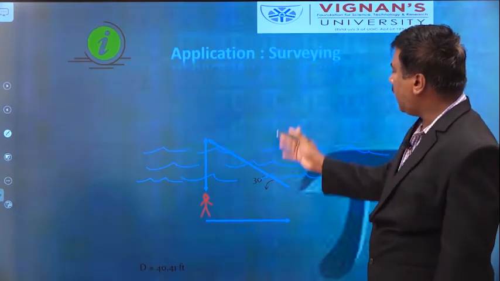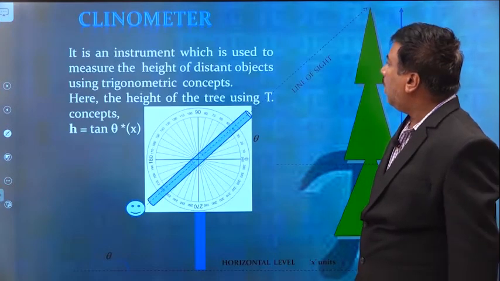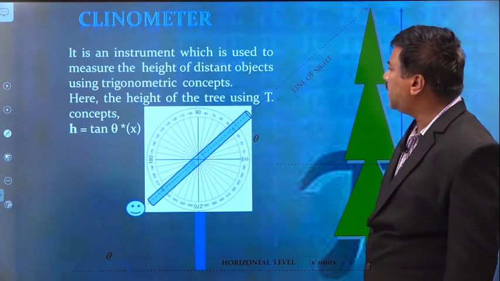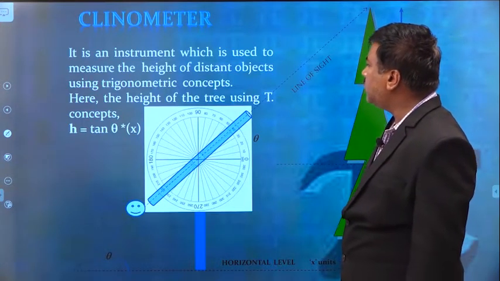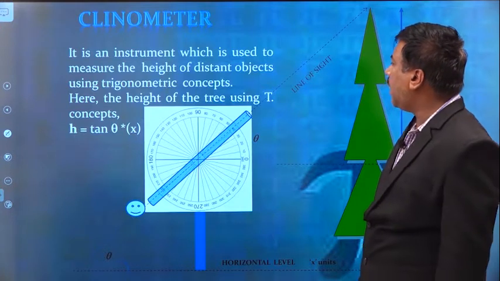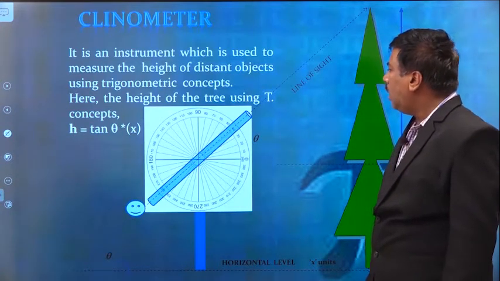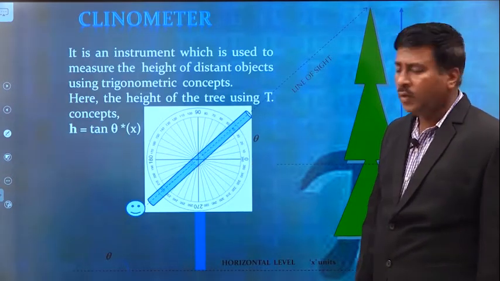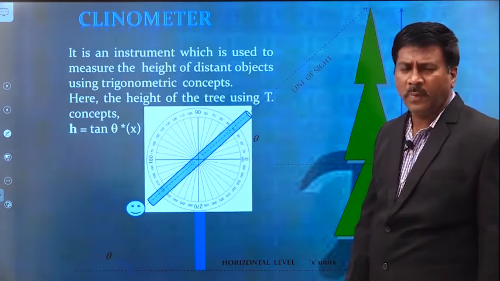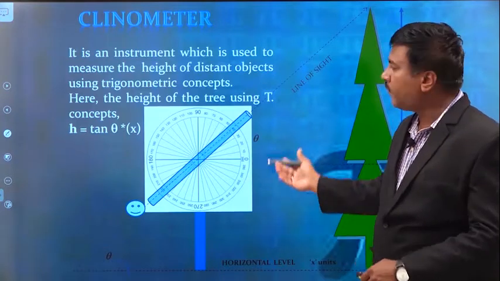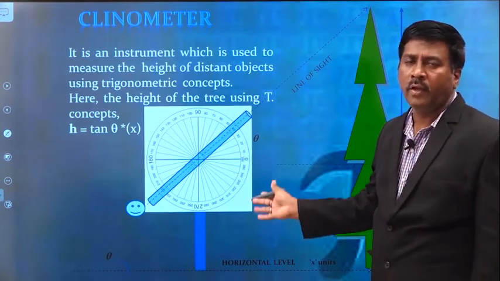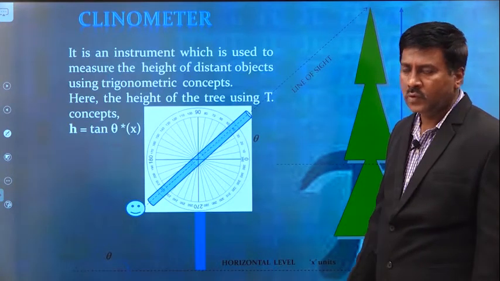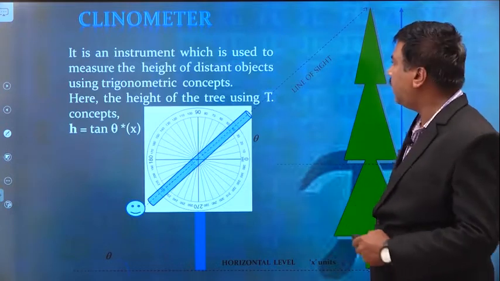Next one, another surveying instrument, called the clinometer. It is an instrument which is used to measure the height of a distant object using trigonometric concepts. Here, the height of the tree, using the concept h is equal to tan theta times x. Before that, we have to show some examples of how we are able to find the height of a tower, and the height and length of rivers. These concepts you have to see. These are the applications, that is why I have to show this one.